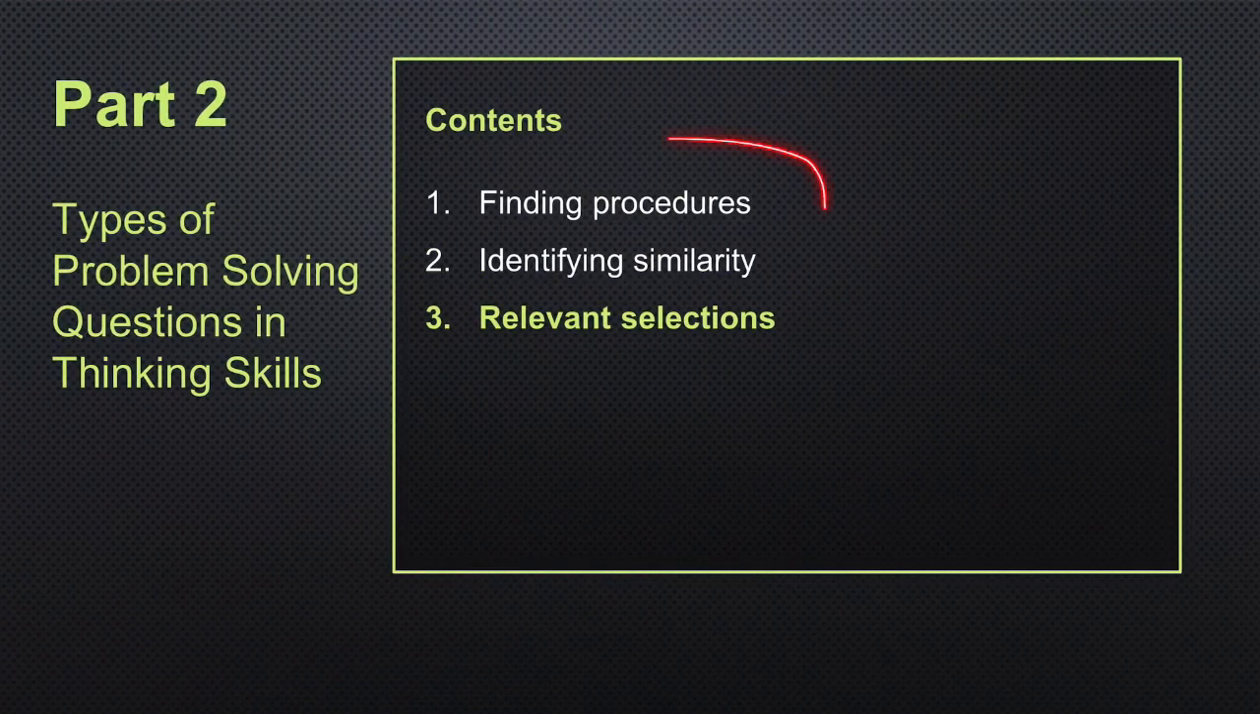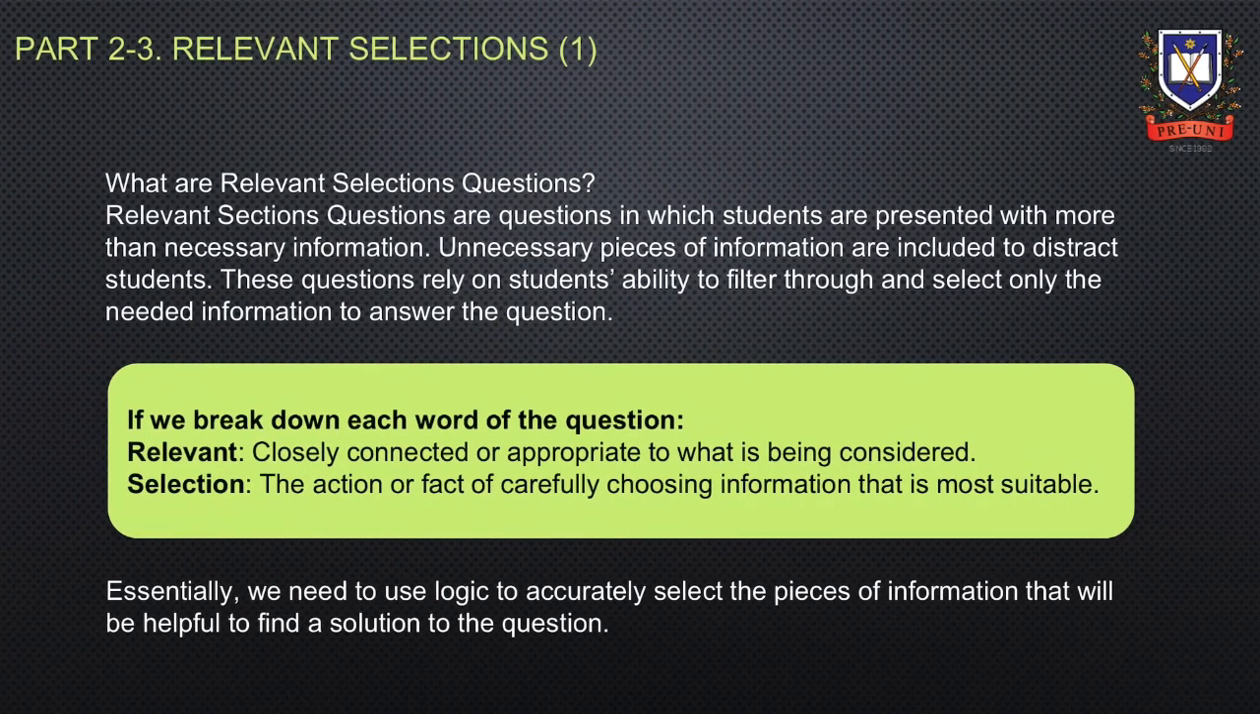So there are 3 types of problem-solving questions in thinking skills. They are finding procedures, identifying similarity, and relevant sections. We will be covering relevant sections this lesson. What are relevant section questions?